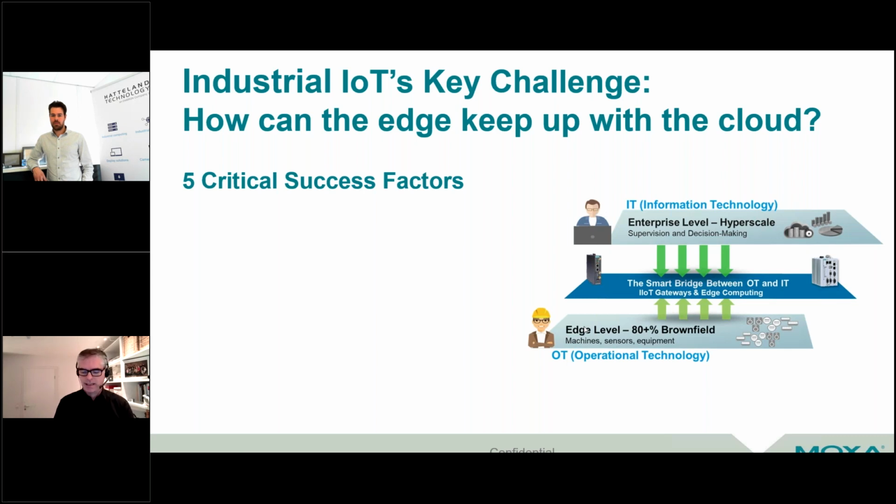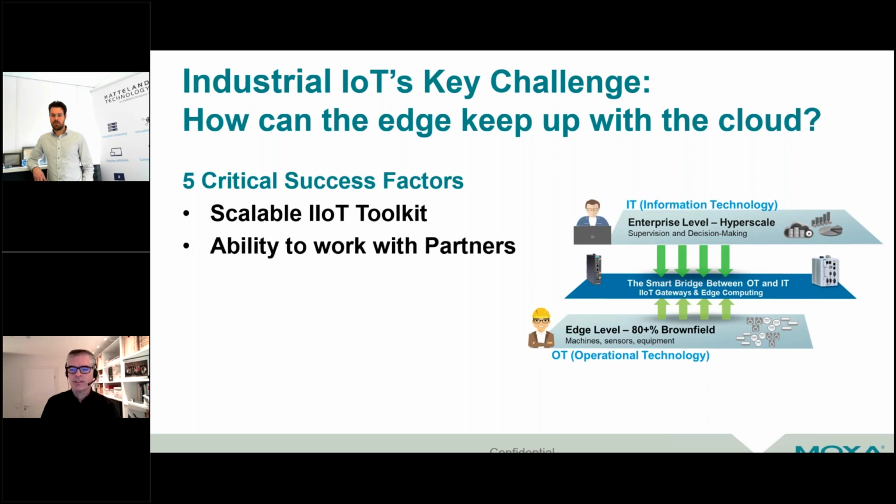Here are our 5 critical success factors that we've come across in the last few years, or many years, in fact. In order to address the brownfield topics, you have to have a scalable IoT toolkit. Basically the things that I showed earlier on, and in particular for IoT, the IoT gateway products that we're going to hear more about from Igor. The second one today in IoT, maybe the most important one, is the ability to work with partners.